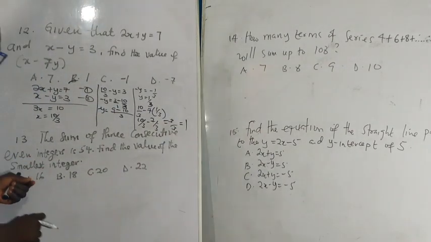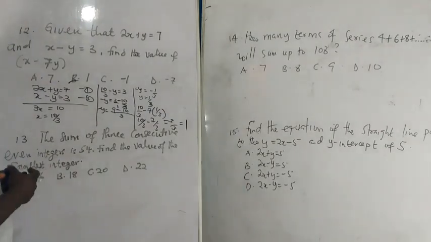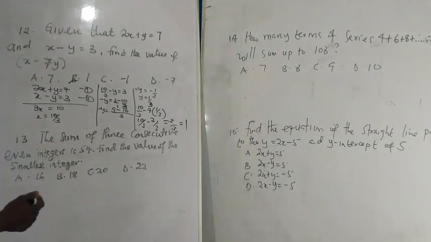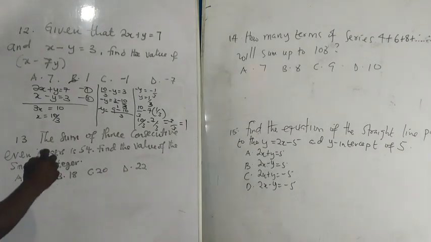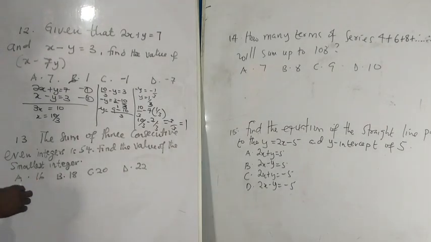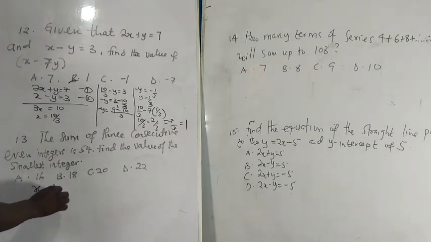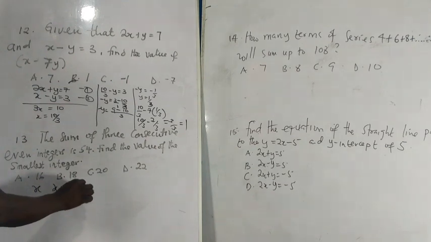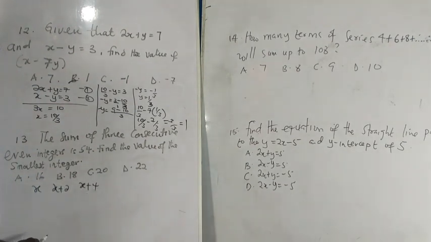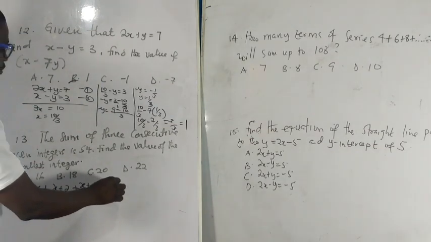Now let's come to the second question, 13. The sum of 3 consecutive even integers is 54. Find the value of the smallest integer. What you have to know here is how consecutive numbers behave. So let's pick the consecutive numbers. The difference is always constant. You have x, then the second one is x plus 2, and the third one is x plus 4. And they are saying the sum of them, so let's add them. The sum should give you 54.